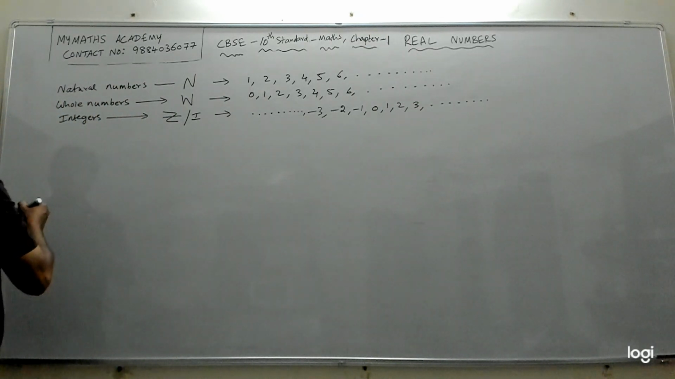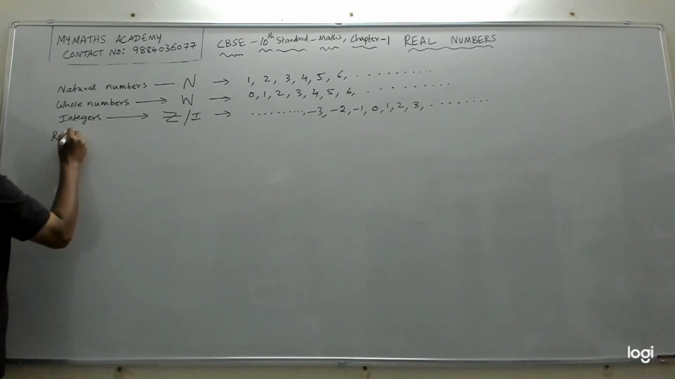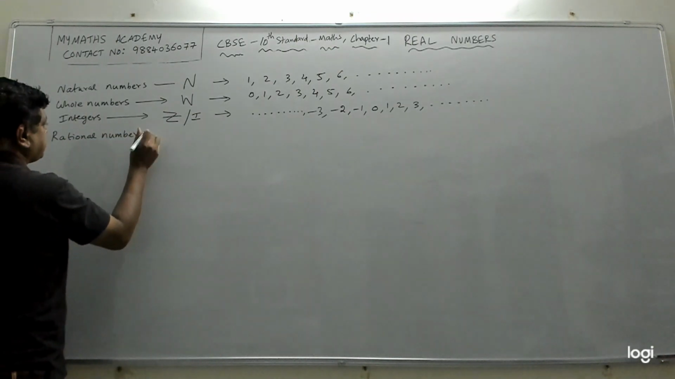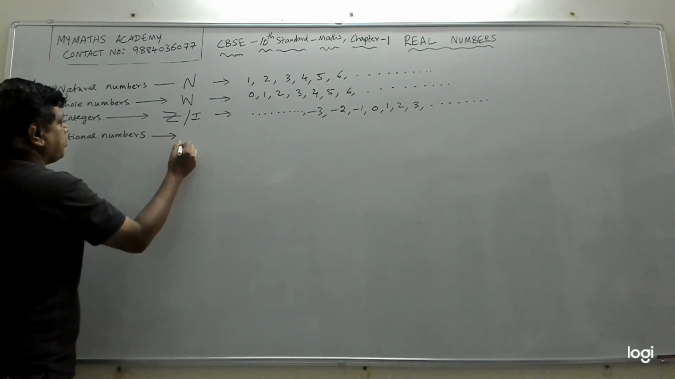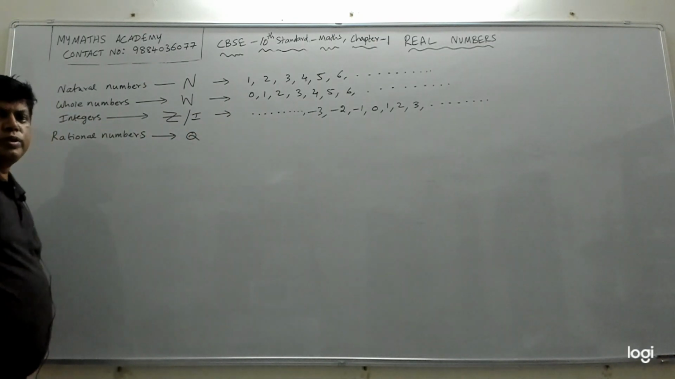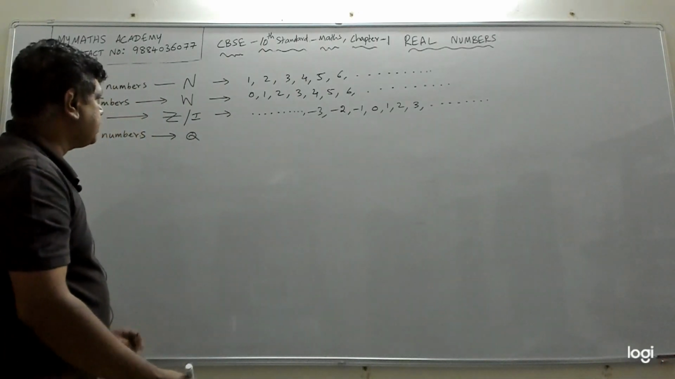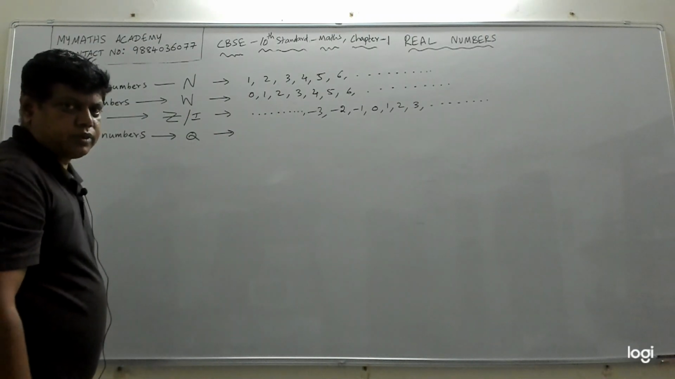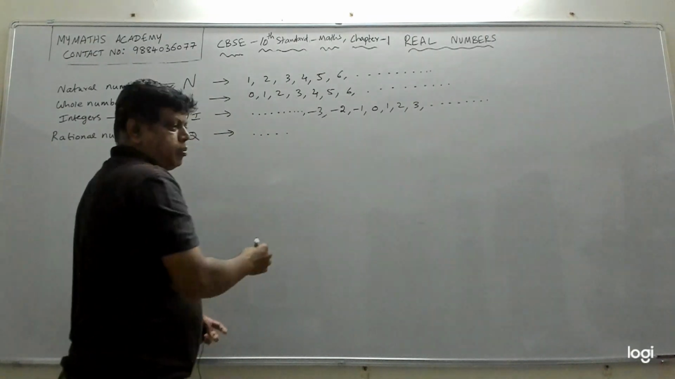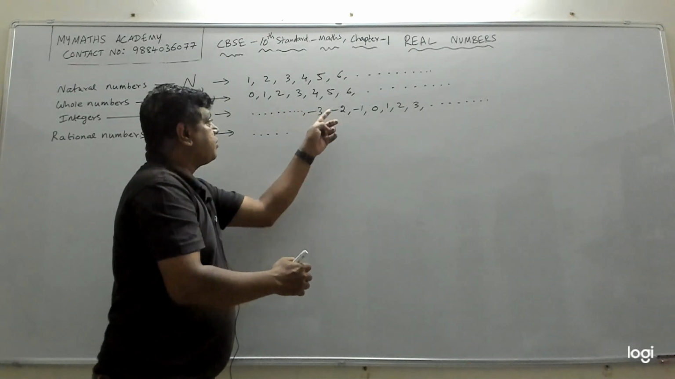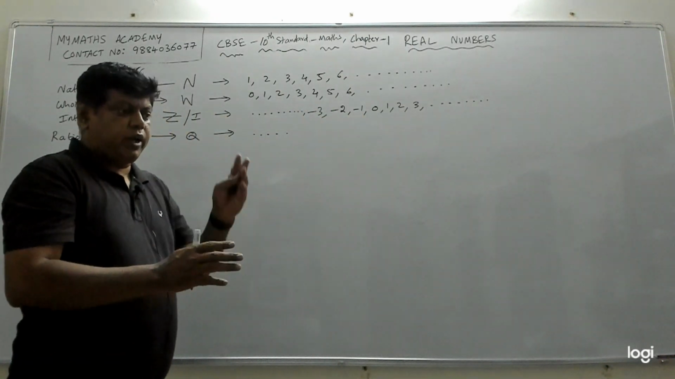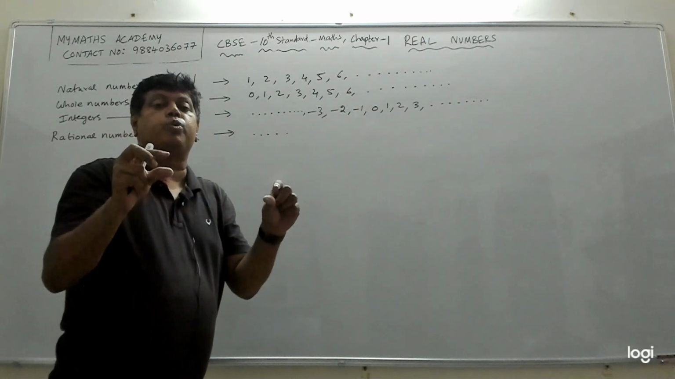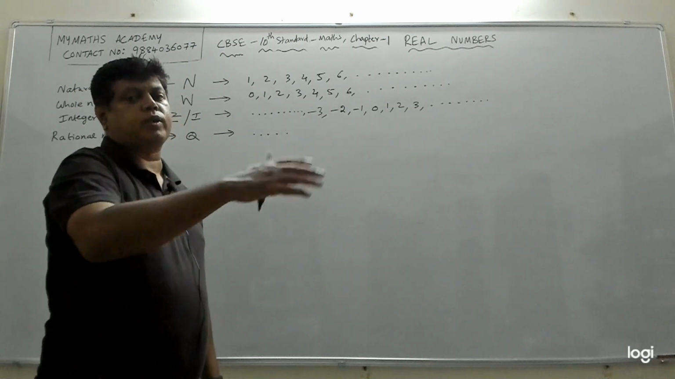The next set of numbers that we have is very important, and that is called rational numbers. They are denoted by the letter Q. Q is the symbol to denote the set of rational numbers. We don't know where they start from, because we cannot list them like this. If I write one rational number and then another rational number, there are many rational numbers between any two rational numbers. So we can't write it as a sequence.